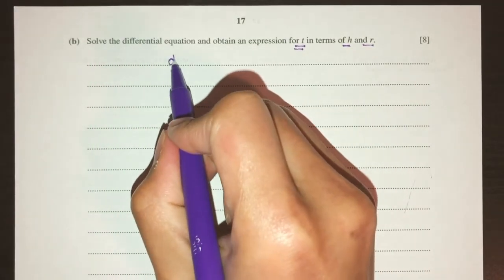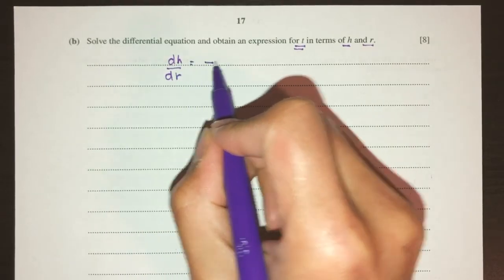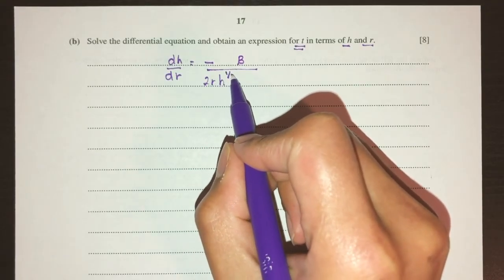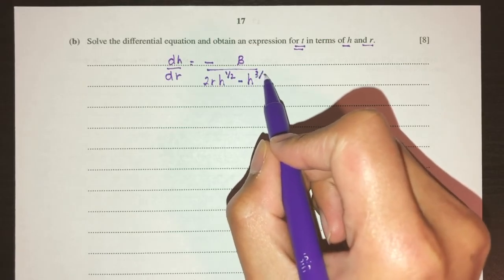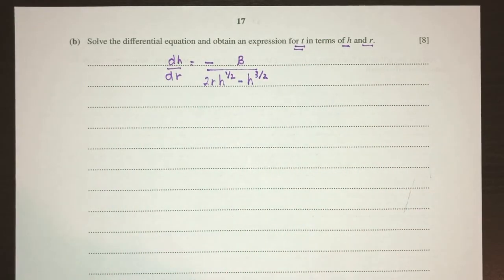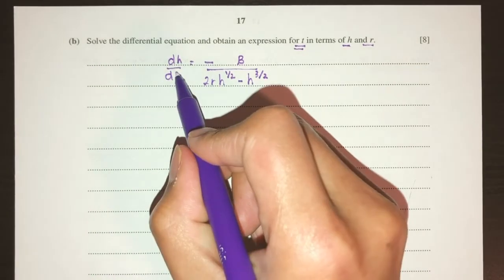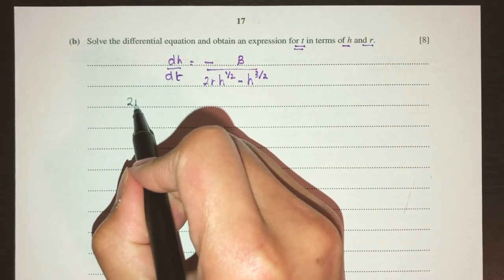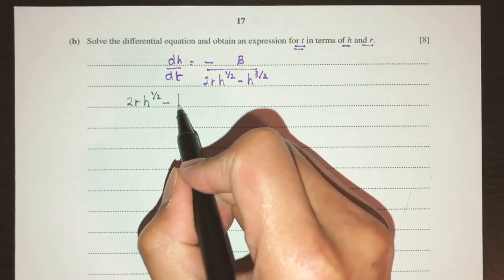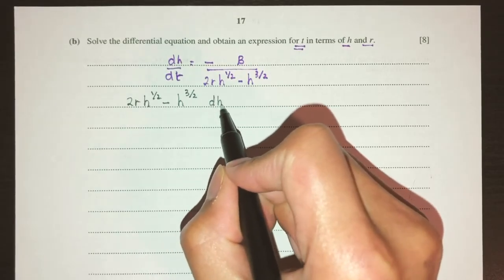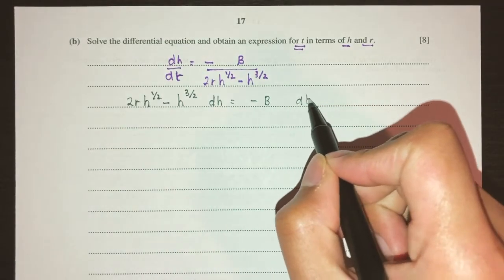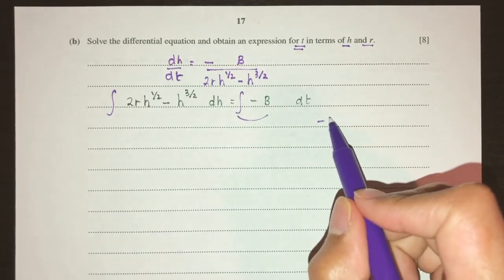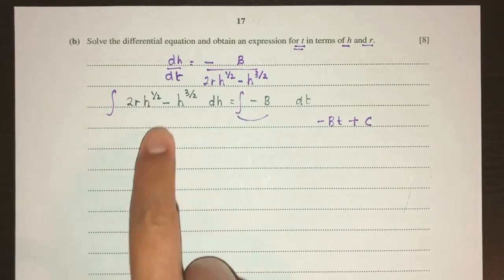So we know we have dh over dt is equal to minus b over 2r h power half minus h 3 over 2. So step by step, what can we do? We have to send all the h to one side and all the t to one side, so we have to cross multiply. You will have 2r h power half minus h 3 over 2 dh is equal to minus b dt. So now since we have this, we can apply integration on both sides. This one is easy. You will get minus bt plus c on the right hand side.